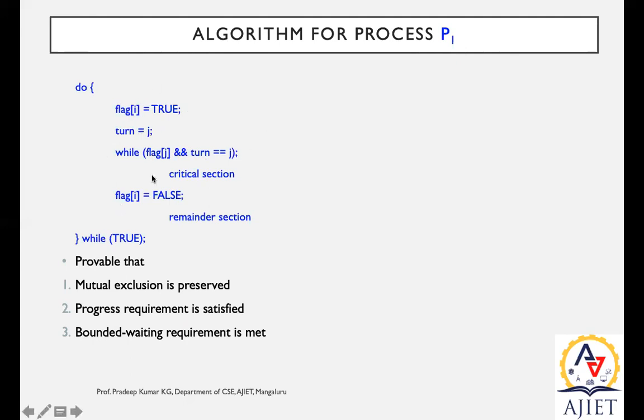Now using this particular situation, we may prove that mutual exclusion is preserved, so that no other process can enter when one process is under critical section execution. The progress requirement is satisfied because it is set by the turn and flag variables, and the bounded waiting requirement is met because we set up the counter over here, right? So all these three are met under Peterson's solution, or Peterson's algorithm, for process Pi.